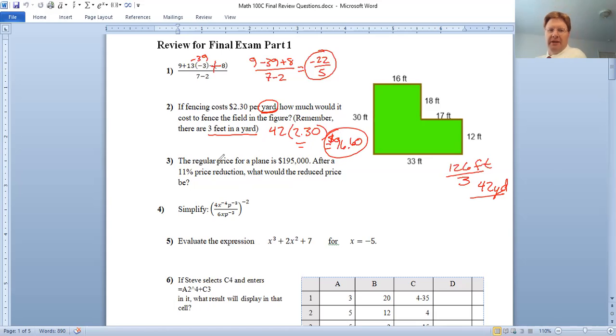The regular price for a plane is $195,000. After an 11% price reduction, what would the price be? So we're going to take $195,000 and subtract 11% of $195,000. Good deal. Plug that into the calculator, and we get 195,000 minus 0.11 times 195,000, and we get 173,550. Right on. All right, number 4.